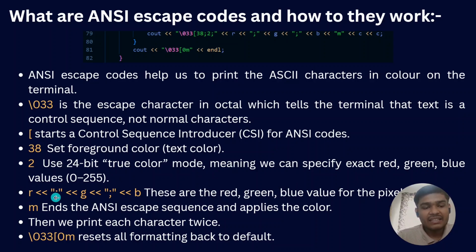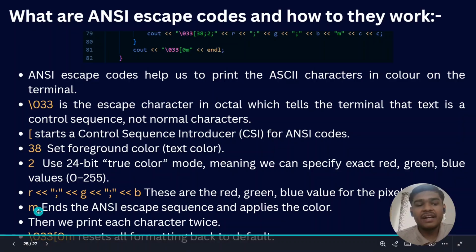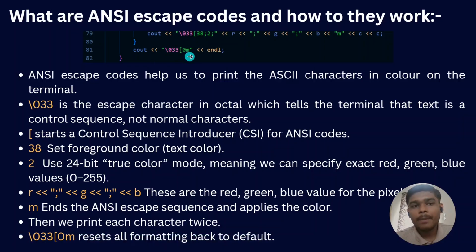Now these are the red, green, blue values for the pixels, which we had previously stored in our arrays. So now we are providing this to the terminal so that we can print the exact color. Now at the end we are adding this m. It completes the ANSI escape sequence and applies the color. And now we print each character twice as mentioned earlier. And now this slash 033 and square bracket 0 m sets all formatting back to default.